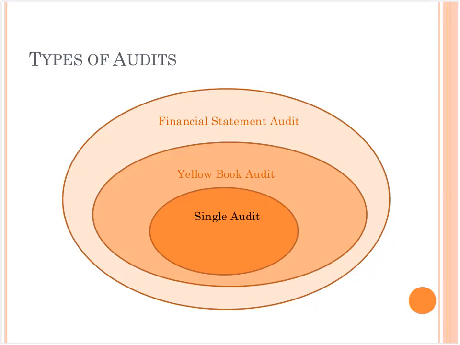And really, the Venn diagram here shows that a single audit is everything that would be included in a Yellow Book audit and also in a financial statement audit. So a single audit is the most involved level of audit that there is.